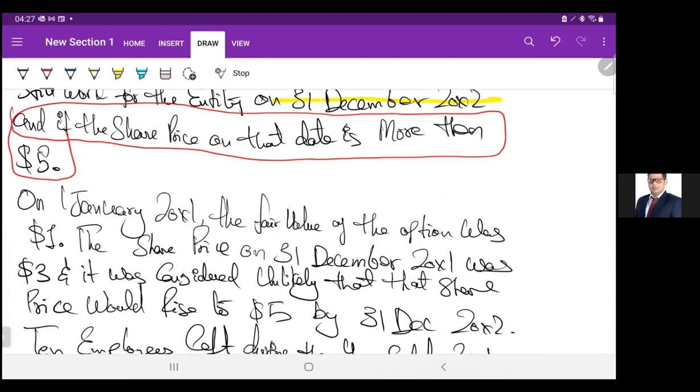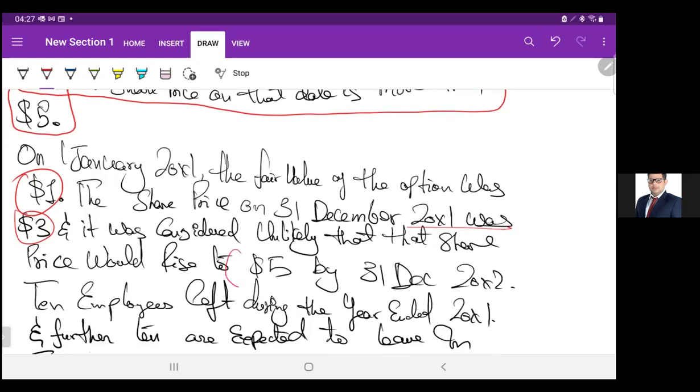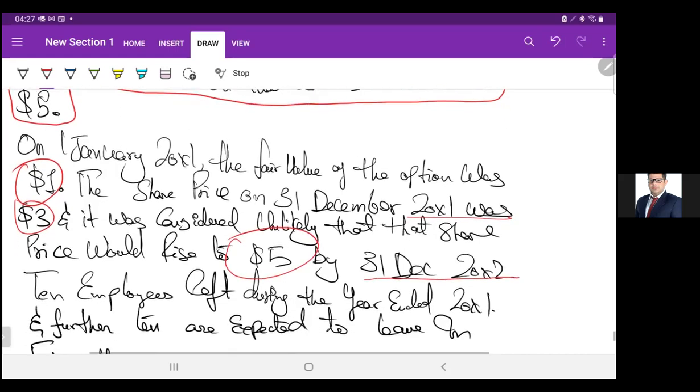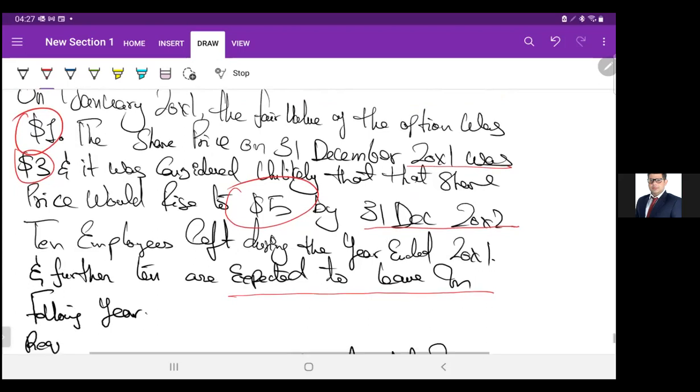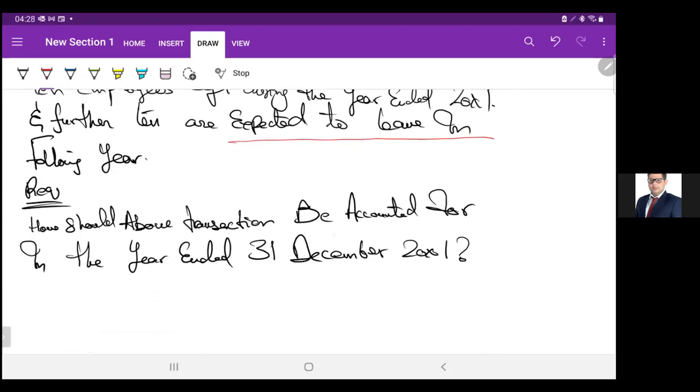On 1st January 20X1, the fair value of the option was $1. The share price on 31st December 20X1 was $3, and it was considered unlikely that the share price would rise to $5 by 31st December 20X2. Ten employees left during the year ended 20X1, and a further 10 are expected to leave in the following year. The requirement is: how should the above transaction be accounted for in the year ended 31st December 20X1?